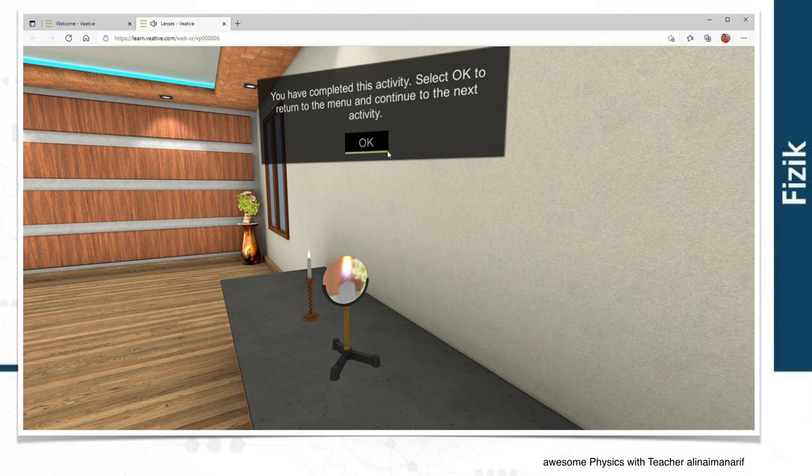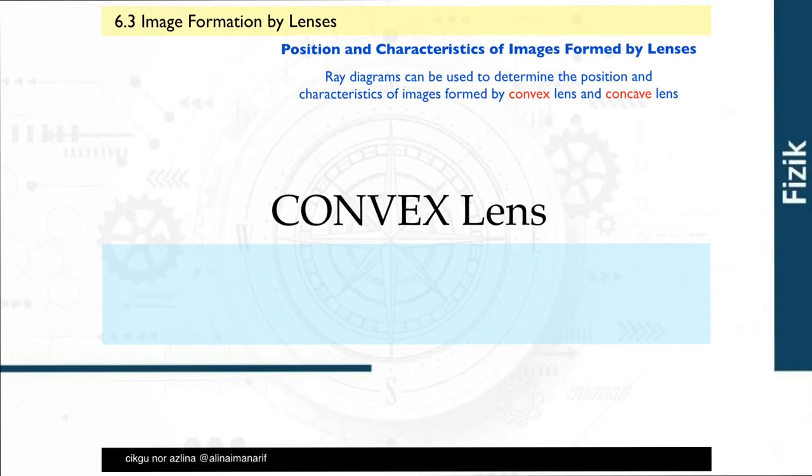Okay, so we have completed this activity. We will continue with the next activity. Next, we are going to learn how to draw a ray diagram. Ray diagrams can be used to determine the position and characteristics of the image formed by convex and concave lenses.